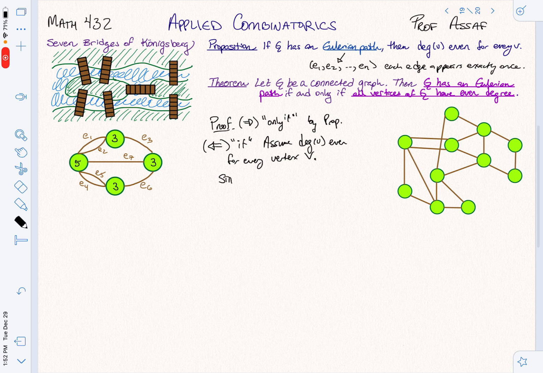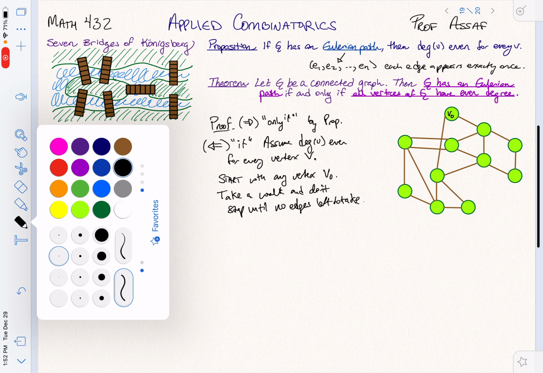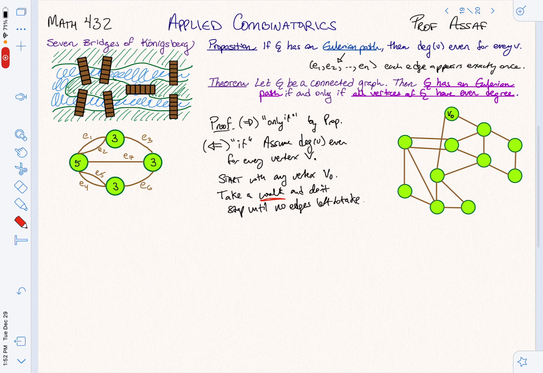So what I'm going to do is start with any vertex, say V0. Okay, so let's maybe let this guy be V0. Pick any one that you want, V0. Okay, and then take a walk. Take a walk and don't stop until there are no edges left to take. Okay, so remember a walk means Indiana Jones style. Once you take an edge, you can't take that edge again. So I could take, for example, this edge first. So maybe I'll number my edges, and I can't take a numbered edge again, right?